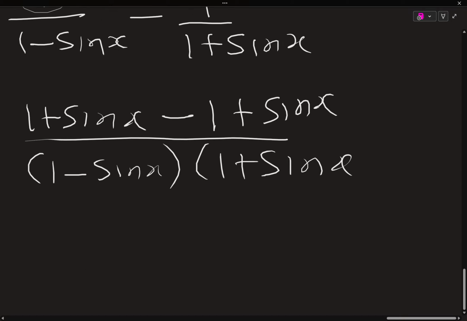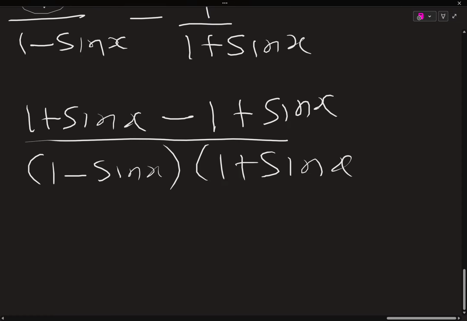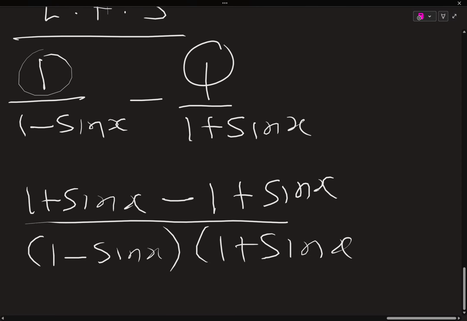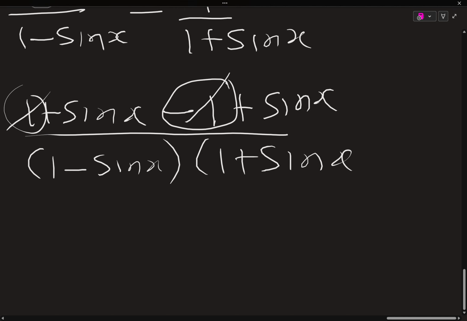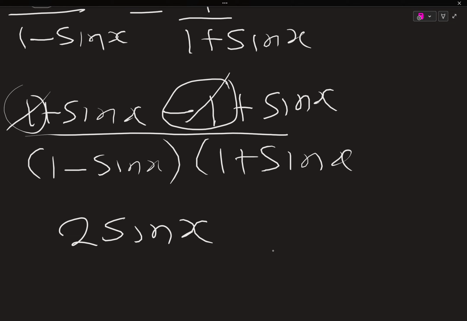We continue. From there, we're going to multiply them. This one is negative, this one is positive, so they cancel each other. So it's simply going to be 2 sine x. Come down, when you multiply these, it's simply going to give you 1 minus sine squared x.